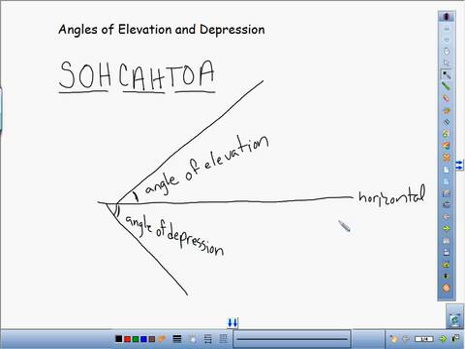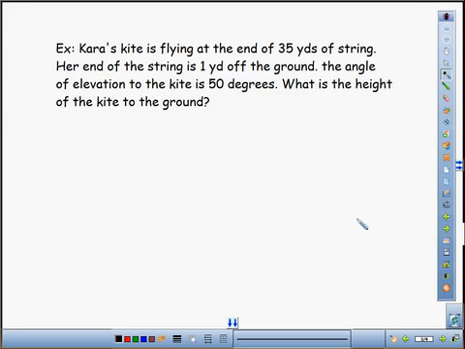So let's look at some actual examples where we're going to have to remember sine, cosine, and tangent. Sine is opposite over hypotenuse. Cosine is adjacent over hypotenuse. And tangent is opposite over adjacent. You do have to know that. All right, so let's take a look at an example problem and see how this would work out.